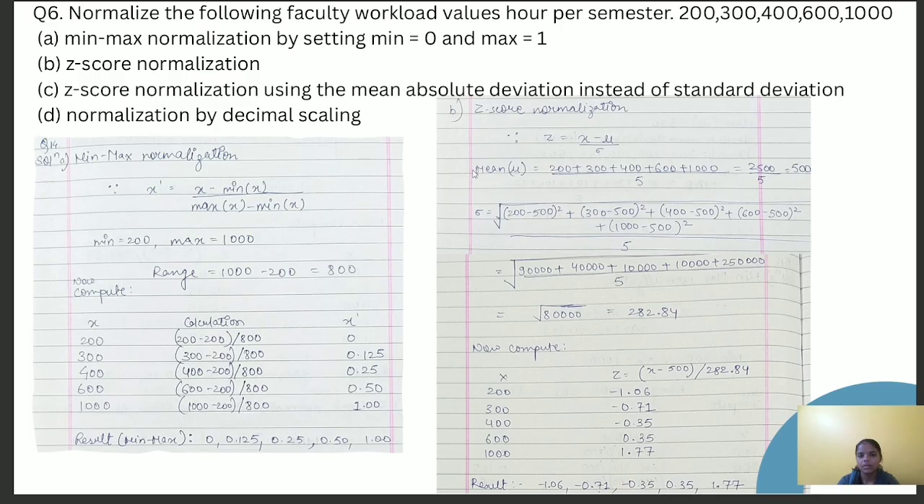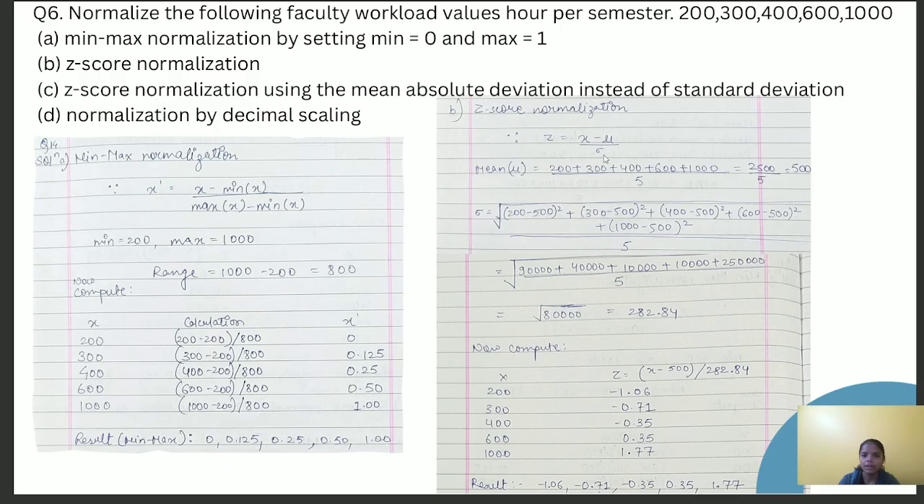Now to calculate the z-score normalization, our formula is z equals x minus mu upon sigma. Now, first of all, we have to calculate the mean. To calculate the mean, as we know, it is the summation of all the terms upon the number of terms. So the summation of all the terms upon the number of terms, which is 5. When we calculate the mean, our mean value is 500.